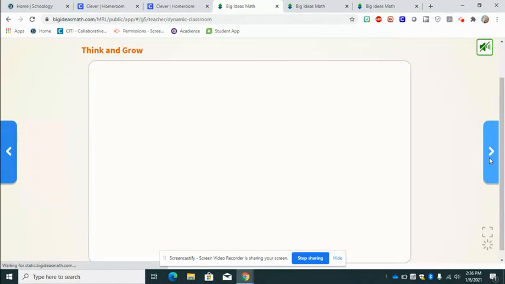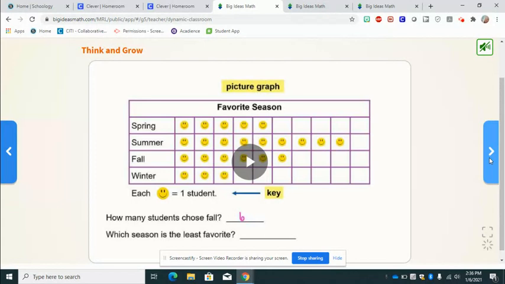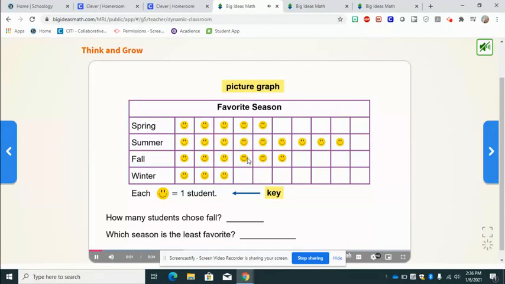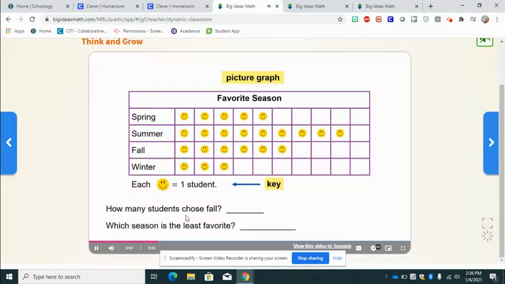Okay, now we're going to start with our Think and Grow activity, which is on page 620 in your math books. And we're going to look at a picture graph that shows a favorite season. So it's spring, summer, fall, and winter. How many students chose fall? We're going to look at the row for fall. Each smiley face equals 1 student. There are 6 smiley faces, so 6 students chose fall.